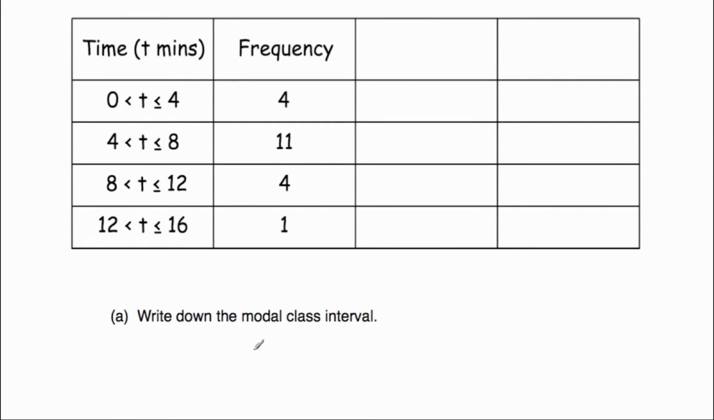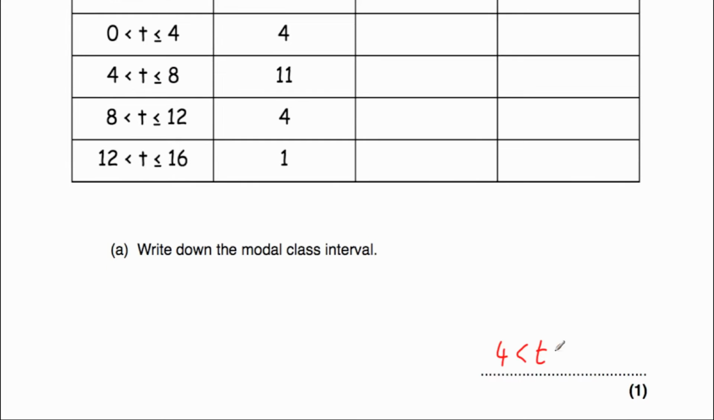So remember, that's the class interval of the group that happens the most often. If we have a look at the frequencies, it'll be the group with the highest frequency. So the highest frequency is 11. So this will be the modal class interval. Our modal class interval will be the time is bigger than 4 minutes but less than or equal to 8 minutes. So let's write that down. Okay, so we've done part A.